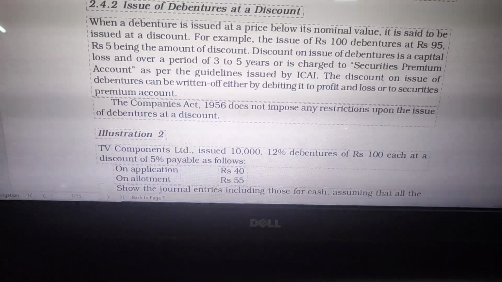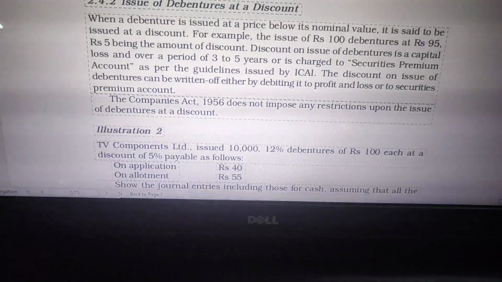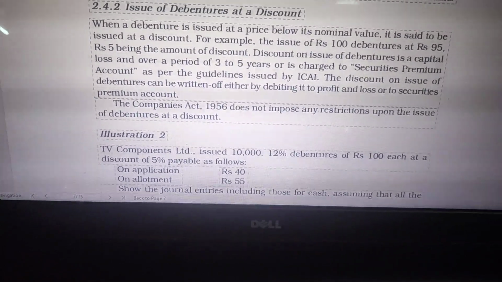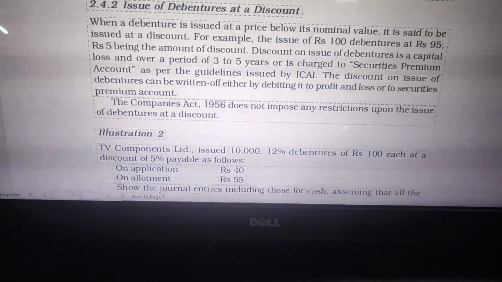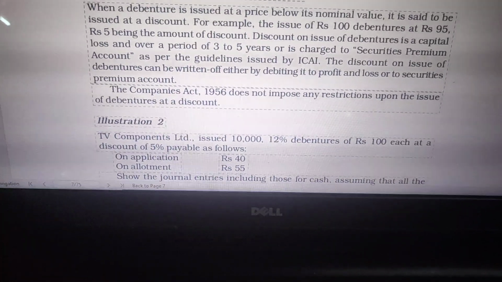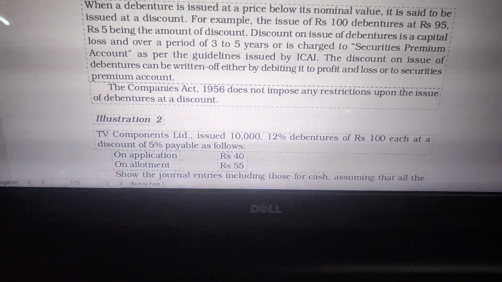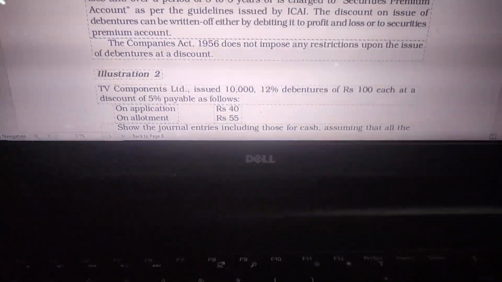as per the guidelines issued by ICAI. ICAI is the Institute of Chartered Accountants of India. The discount on issue of debentures can be written off either by debiting it to the profit or loss account or to the securities premium account. The Companies Act 1956 does not impose any restrictions upon the issue of debentures at discount. A problem?